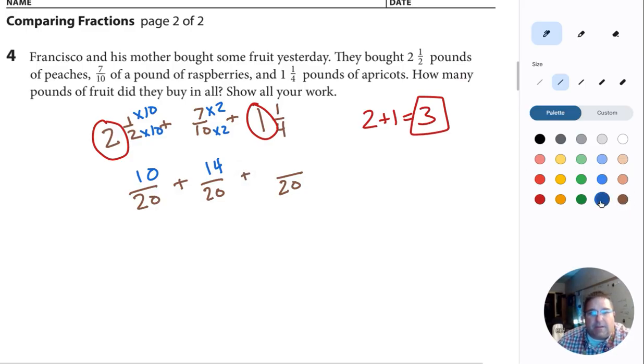And then finally, 4 times what is 20? 4 times 5. Do the same to my numerator. 1 times 5 is 5. So 1/4 and 5/20 are equivalent. We're just cutting our pieces so they're the same.